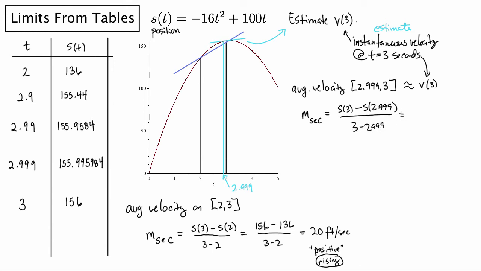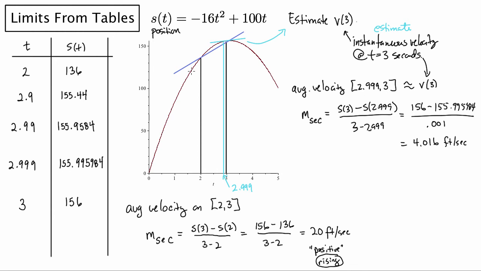And so we have those values in the table. S at 3 is 156. S at 2.999 is almost 156. Divided by 0.001. And when you do the division there, you'll get 4.016 feet per second. So you can see here that even though the slope is positive, it's starting to round off in terms of the velocity. It's starting to round off pretty quickly.